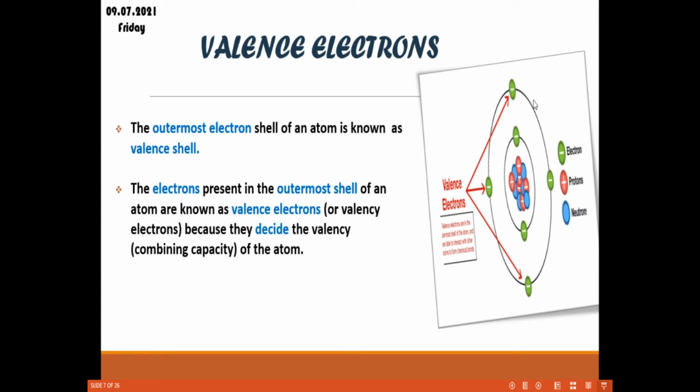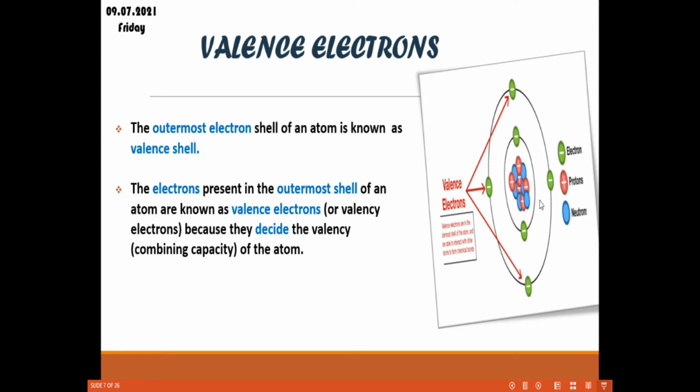So this shell is a valence shell. These electrons in the outermost shell we call valence electrons. Because they decide the valency of the atom.